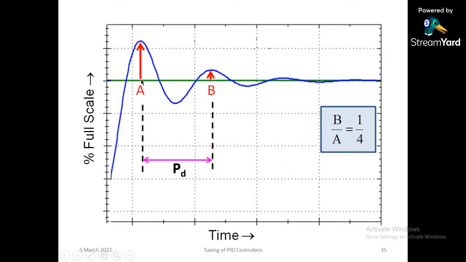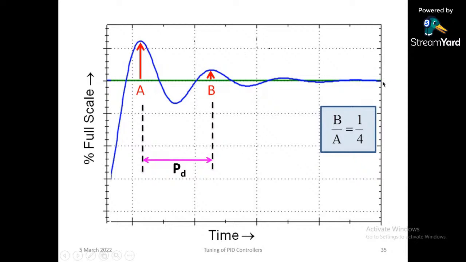म्हणजे suppose A is a 100% overshoot. B must be 25%. Then and then only you will get 1/4 decay ratio. Okay, and this one from A to B is called as a PD. Even you can call it as a time period. मगाशी मी PCR म्हणून डिनोट केला होता, PD म्हणतो. Right? कारण इथे why I am saying this as a PD, because you can see here oscillations are damping out.